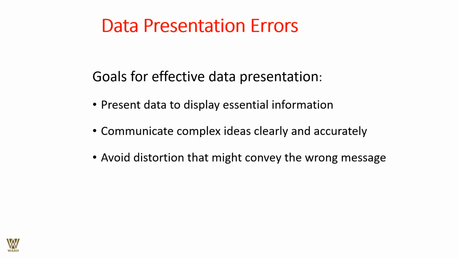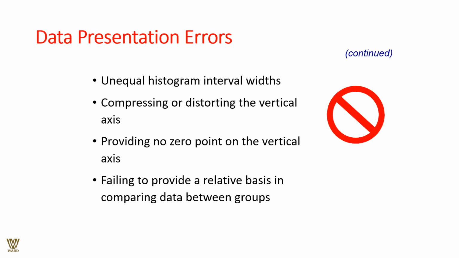Avoid distortion that might convey the wrong message. Among data presentation errors, unequal histogram interval width is one of the major things to avoid. Compressing or distorting the vertical axis, again avoid it. Never do that. Providing no zero point on a vertical axis is absolutely a must-know. And failing to provide a relative basis for comparing the data between the groups is a must-avoid.